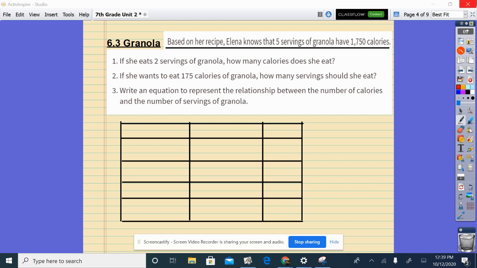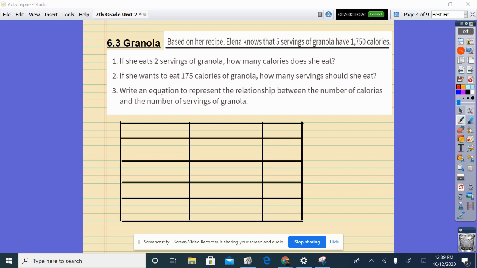Here is week 6 daily lesson number 1, a lesson on solving problems using proportional relationships, and this is part 2. We're going to go over one more example, and then go over the homework, and then you'll be good to go. The example I left off with in the last video is granola. Based on a recipe, Elena knows 5 servings of granola have 1,750 calories.